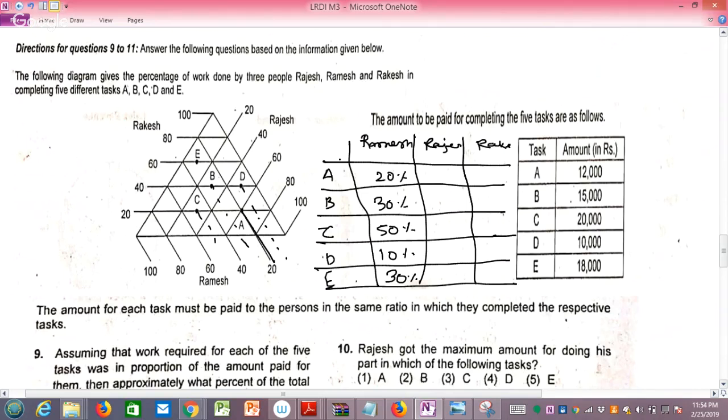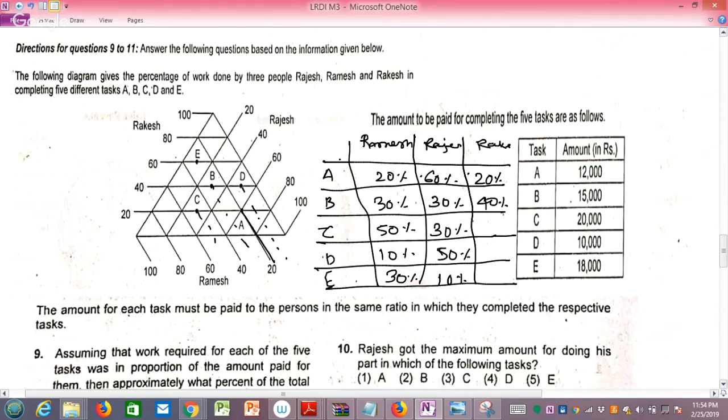Now get to Rajesh. Just see where the parallel line of A is, so it is 60% for Rajesh. Similarly, see where the parallel line of B will come, so 30% is coming. Similarly, see where the parallel line of C will come, so C is again 30%. Right? D is around 50%. D is 50% and E is 10%. Simply look at Rakesh's. Rakesh's A is 20%. Okay. Look at B. B is 40%. Look at C. C is 20%.